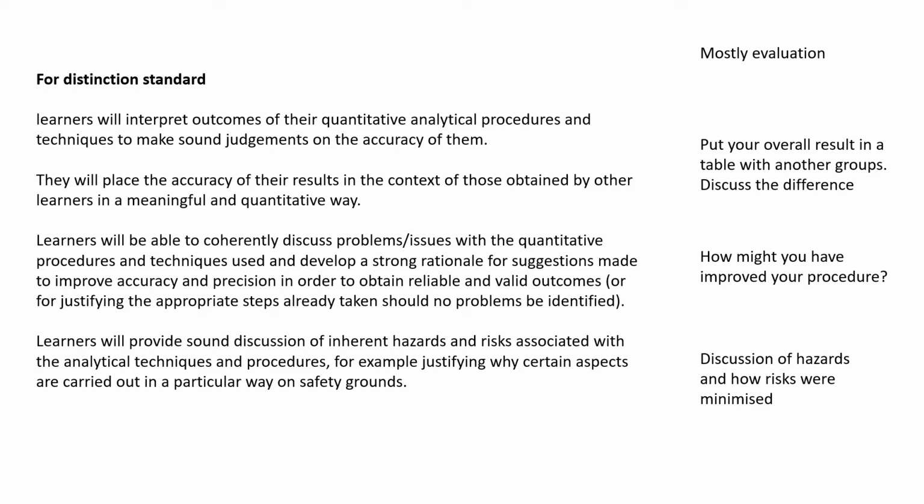How could you have done it more accurately? Would it have been taking more readings over a certain time? Would it mean making more repeats, doing it several times? Maybe using a different indicator? How could you have improved your procedure? And then a discussion of the hazards and how the risks were minimized, as well as doing a risk analysis. Discuss how you actually did it as safely as possible, how you might have done it a bit more safely as well.